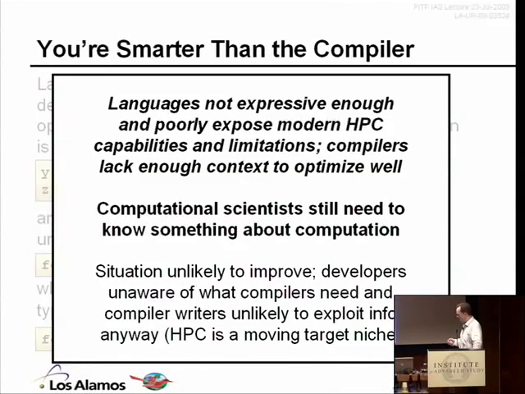An unfortunate aspect of this is that this situation, I think, is very unlikely to improve. Part of the reason is that most computational scientists don't really know this level of detail to make their codes run fast. And even if they did, the compiler writers are unlikely to write their compilers in order to exploit them. And that's because high-performance computing is a moving target niche.